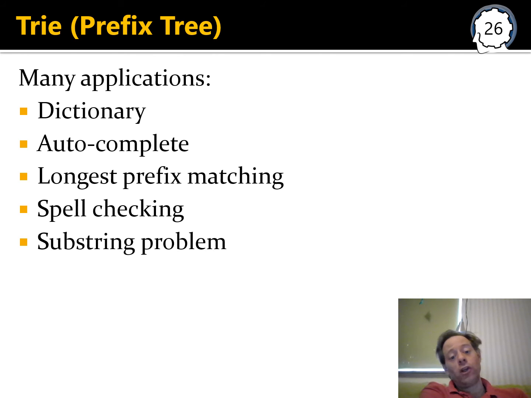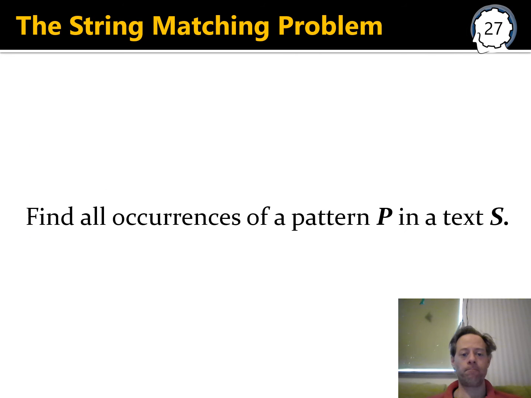We can also do the longest prefix matching, so basically see how far down the tree we can get to match the prefix. We can do spell checking to find words that are close, and we can also do substring matching. So this is a very nice and useful data structure.